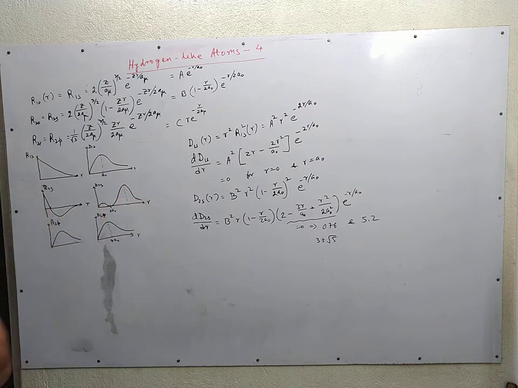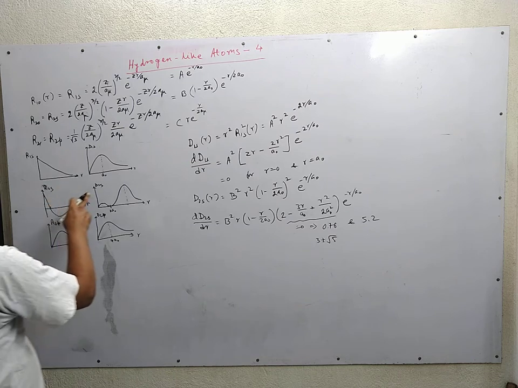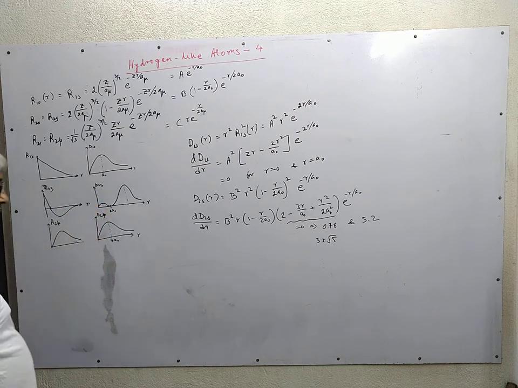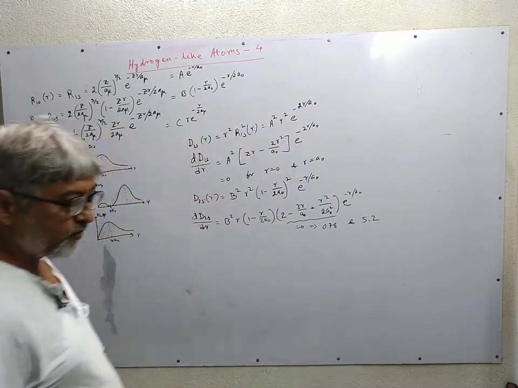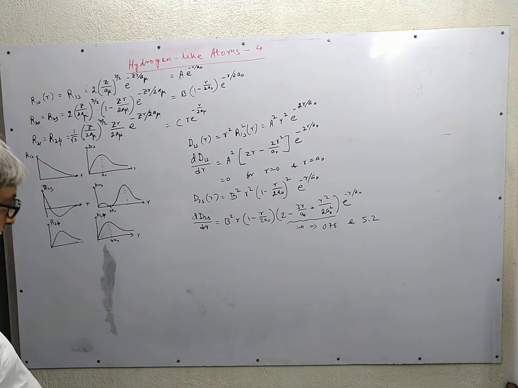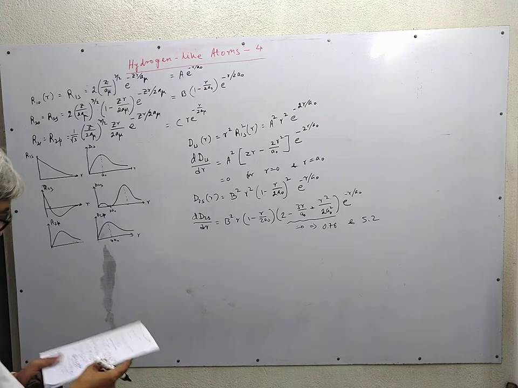None of these two results matches with Bohr's theory prediction. Note that this 2s orbit is not a circular orbit, so there is no question of reconciliation with Bohr's theory.